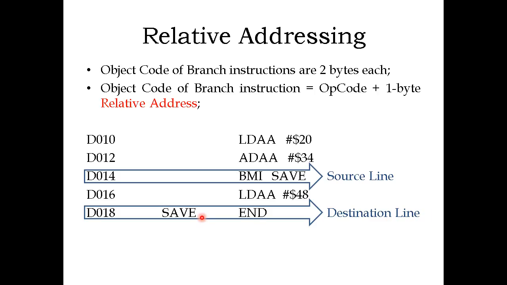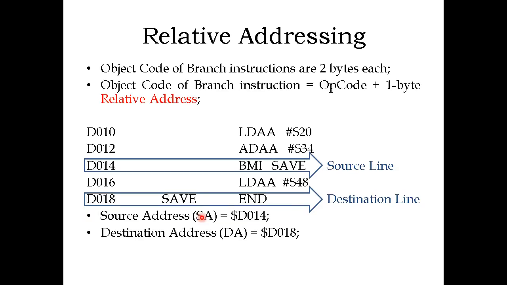I'm not saying the branch will make. I'm not saying the branch will not make. It doesn't matter whether the branch will make or not. This is the destination. That means if the branch makes, it will branch here. If it doesn't make, doesn't matter, because this is the line which it is referring to, right? So this is the destination line. Now, again, as I said, we are trying to calculate the relative addressing, right? So we'll do a little bit of math.